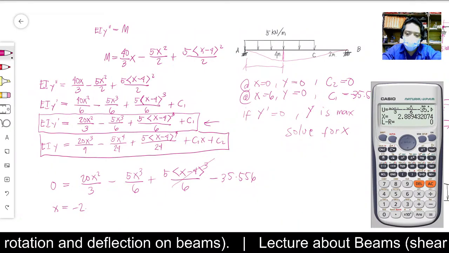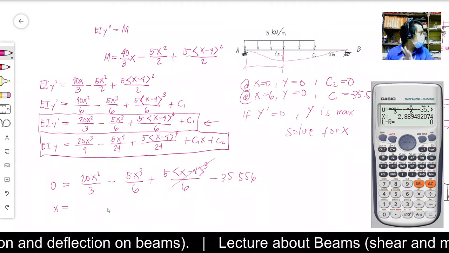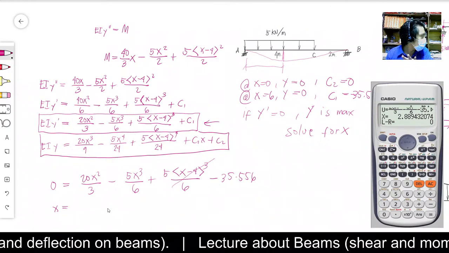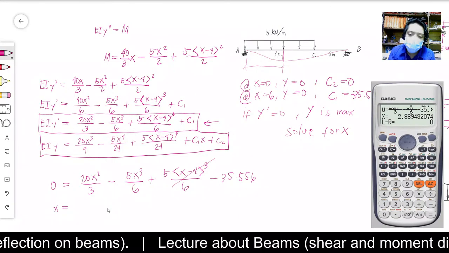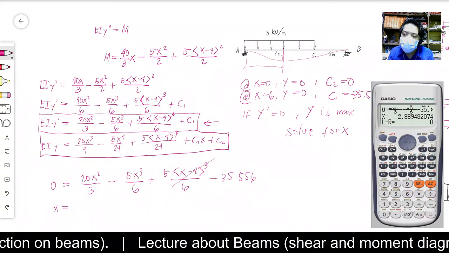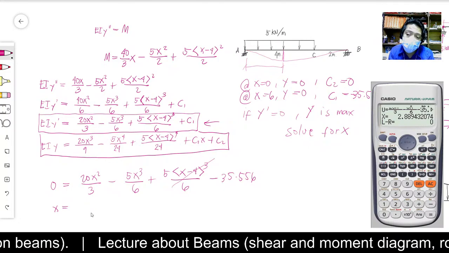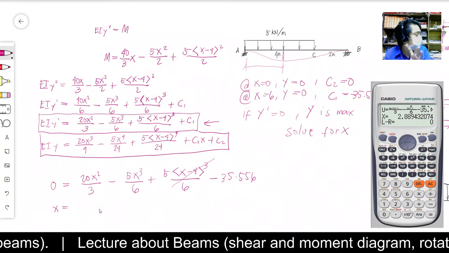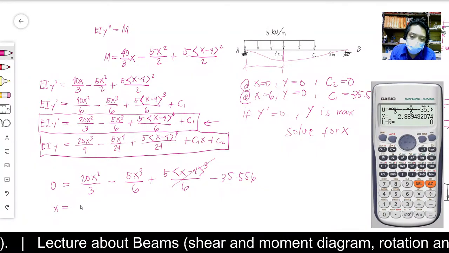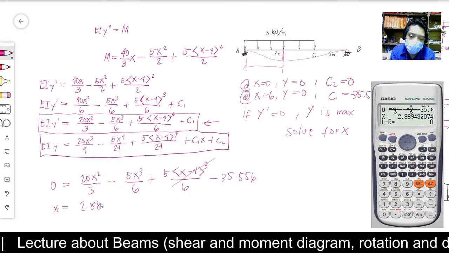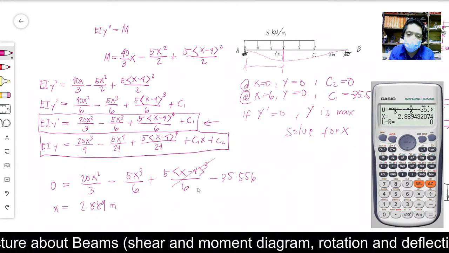Sometimes you have to be very careful. Since it is cubic, there are 3 roots. Anyway, the one we will use is 2.88889, because the deflection is somewhere in between A and C, or 0 and 4. So that is 2.889 meters. This is in meters. So this is the value for x.